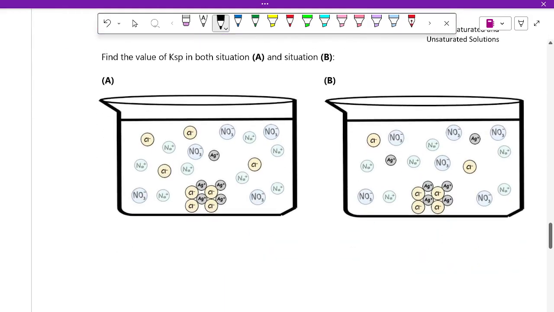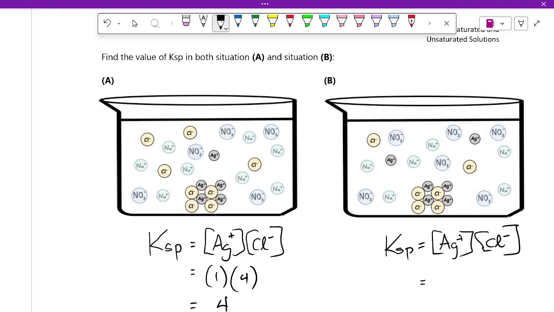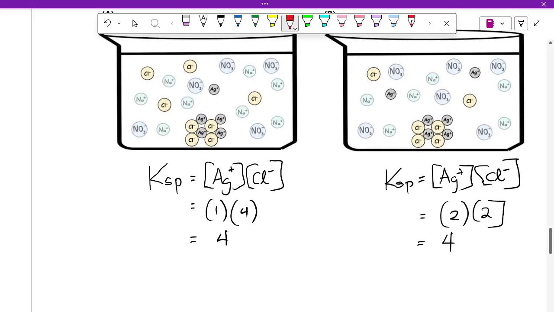So we already actually did this. Our KSP over here was silver times chloride. And the silver was 1, and the chloride was 4. And that gives us a 4. In our second situation, our KSP is still equal to silver times chloride. But because of coincidence, it just so happens that we have 2 silver and 2 chloride. So our KSP is still 4. It's still the same.